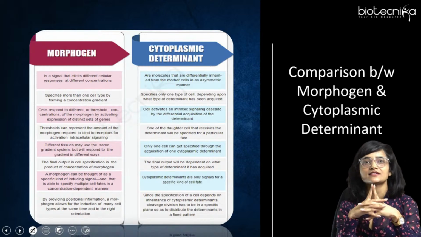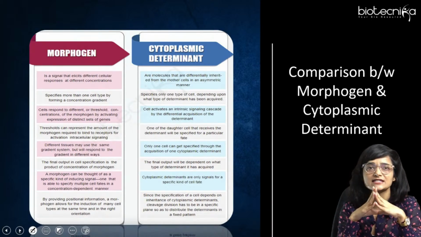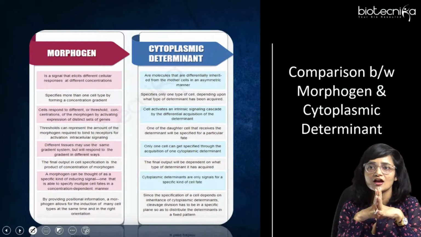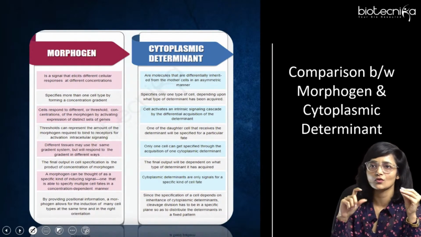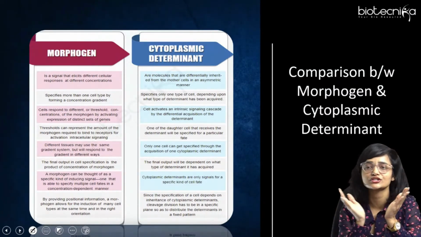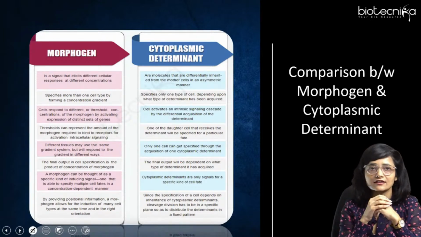It specifies more than one cell type by forming a concentration gradient, right? Due to its concentration gradient only, it can form multiple types of cells. Wherever the concentration is high, it will form a certain kind of cell. Wherever the concentration is low, it will form another kind of cell. And wherever the concentration is moderate, it will form yet another kind of cell, right?